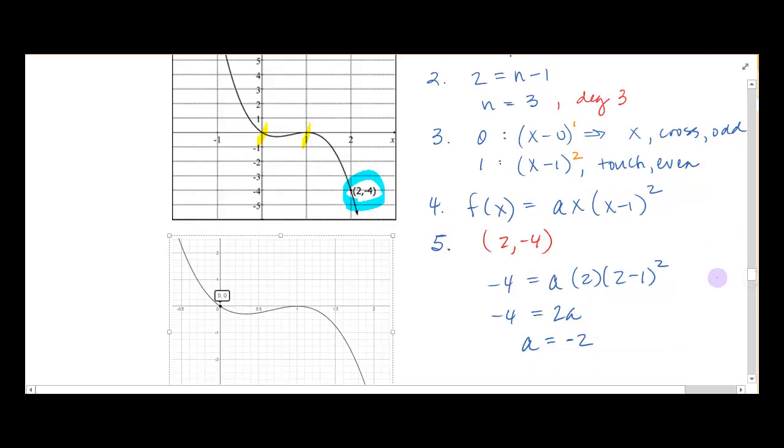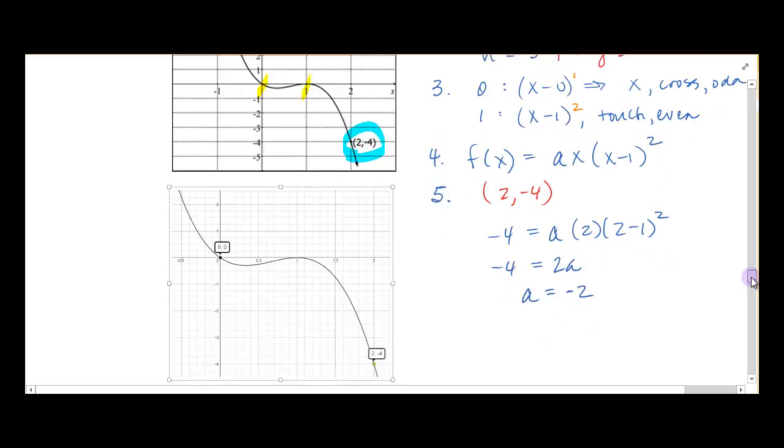And when I do, I can see that a ends up being -2, which makes sense because that -2 flipped this function, didn't it? It flipped it across the x-axis. So we have -2 times x times (x minus 1) quantity squared. I went over here, you can see that I graphed it, and indeed it is the same function. I'm crossing at the origin. I have a touch over here at 1, and then down here I am passing through the point (2, -4). So from the graph, we can actually create the polynomial that we're looking at.